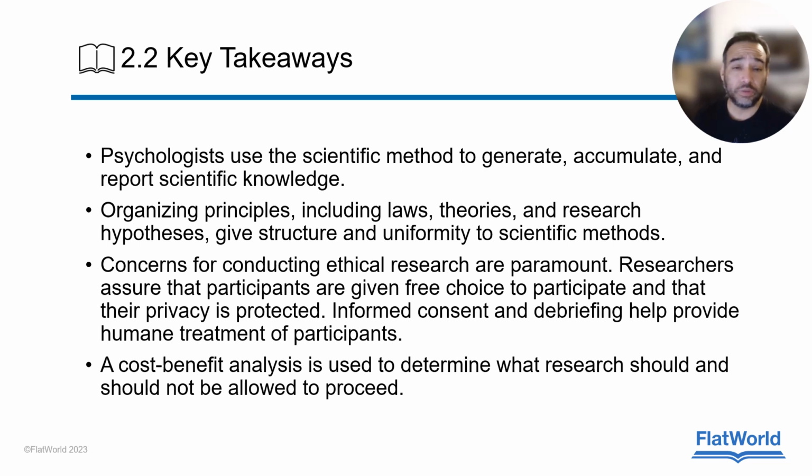Takeaways from this section. Psychologists use the scientific method to generate, accumulate, and report scientific knowledge. Organizing principles include laws, theories, and research hypotheses, which give structure and uniformity to scientific methods. Concerns for conducting ethical research are paramount. Researchers assure that participants are given free choice to participate and that their privacy is protected. Informed consent and debriefing help provide humane treatment of participants. A cost-benefit analysis is used to determine what research should and should not be allowed to proceed.